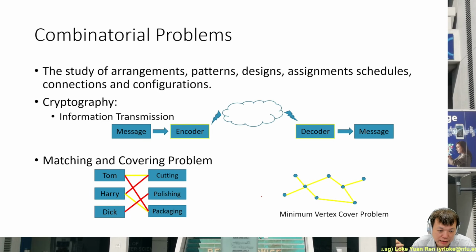Another one is the minimum vertex cover problem. Let's say you have a network, a graph, and you want to find the minimum number of vertices, the minimum number of nodes, which can cover, meaning all the adjacent nodes of these two red colored nodes actually already cover the whole network.